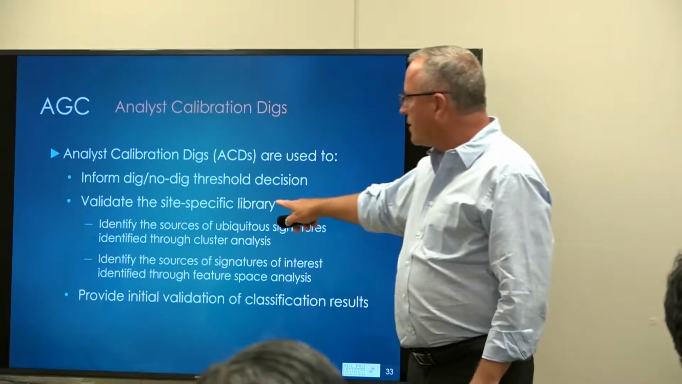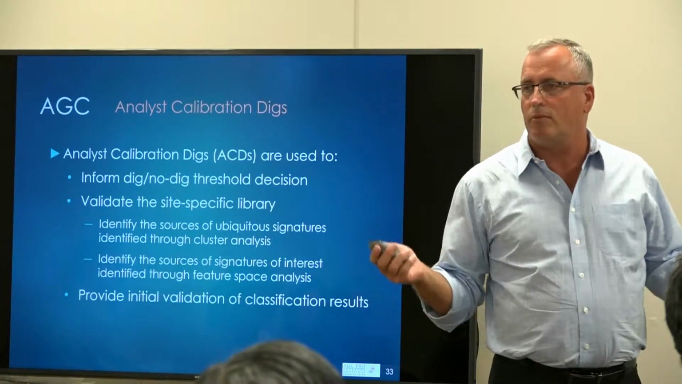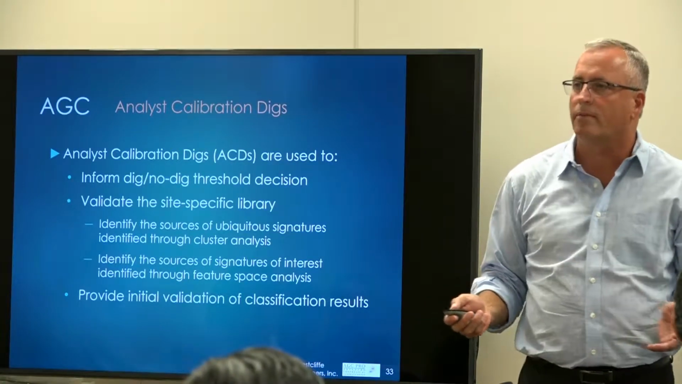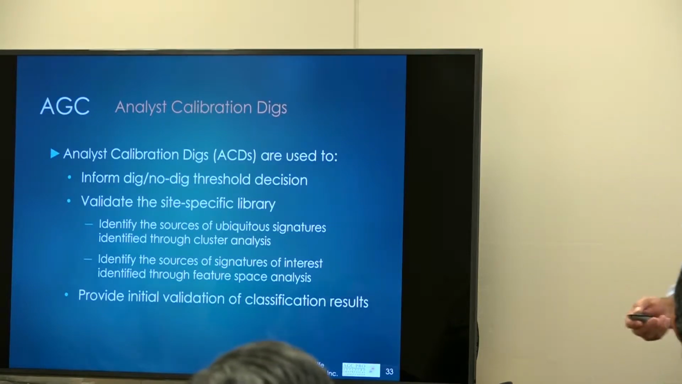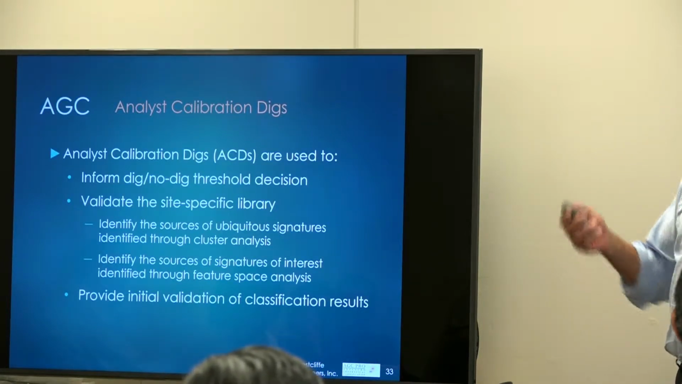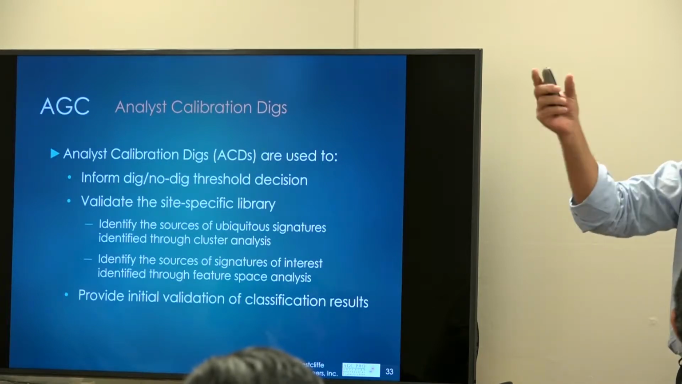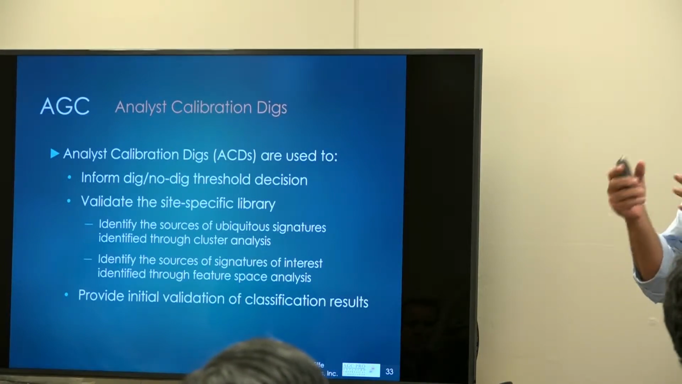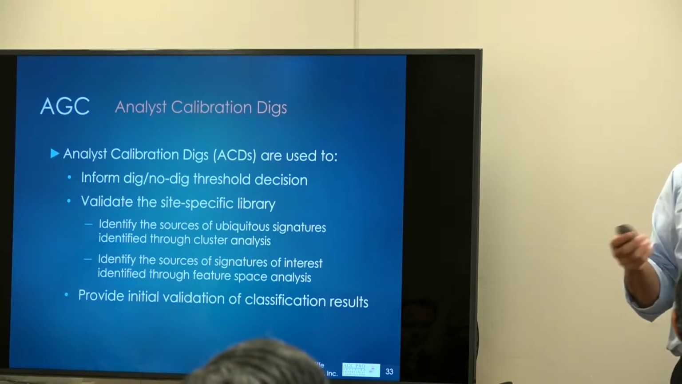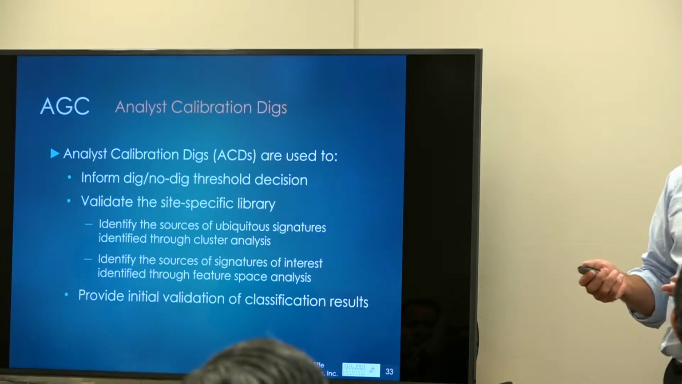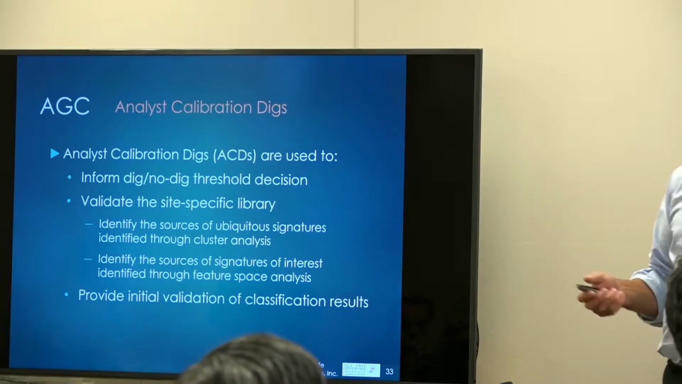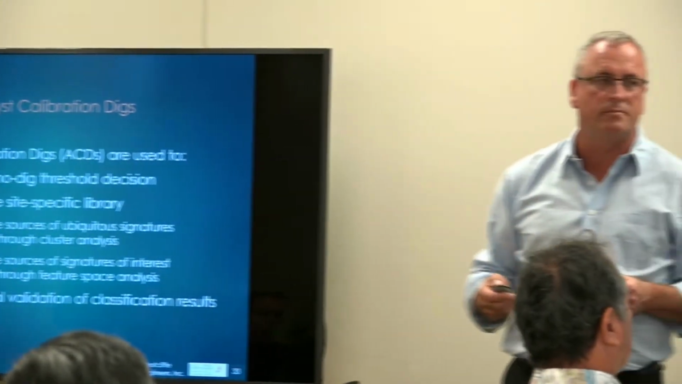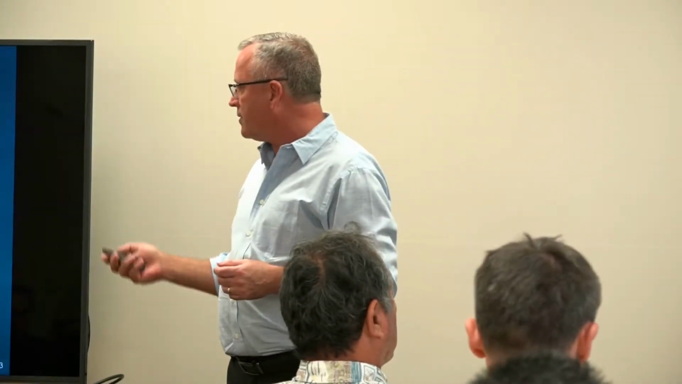I also want to validate my library. If you have something out there that's not in your library, you're not going to find it. So we go through a couple of different analyses. One is called cluster analysis, where we look at all the signatures and compare them to each other, looking for clusters of like signatures. Those are shapes that are ubiquitous to the site, and if they're ubiquitous, we want to know what they are. So we'll dig a few of those to make sure we're not finding munitions that weren't in the original conceptual site model. The other thing we do is called feature space analysis.